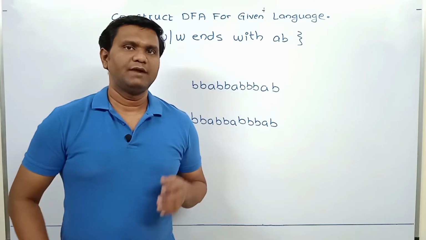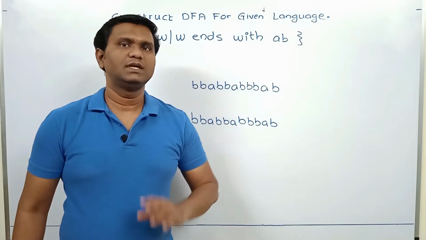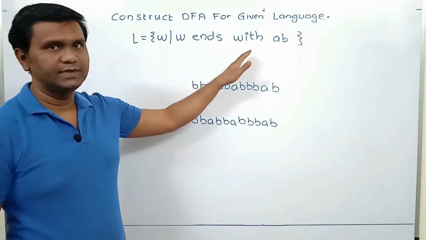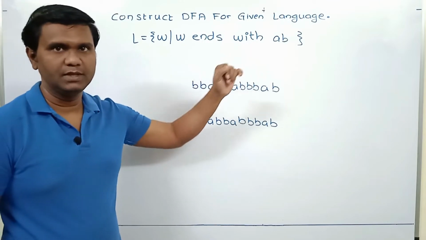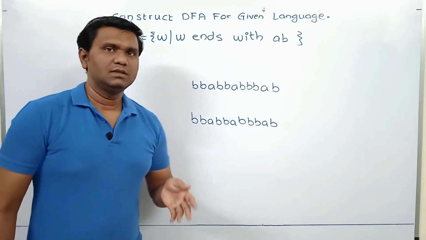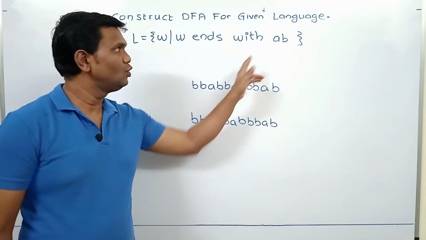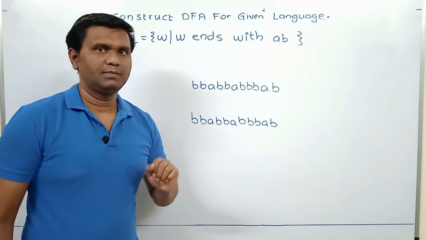In the last lecture, we designed a DFA for the condition W contains substring. Here we are going to handle the condition W ends with. So let's say W ends with AB. Now, even in the substring condition and also for the ends with condition, we have to look for AB. That is the common part.